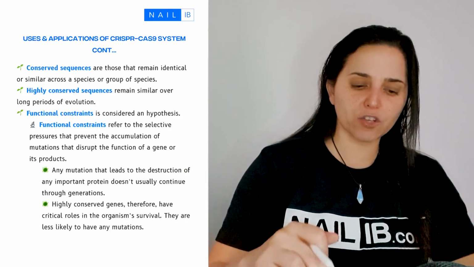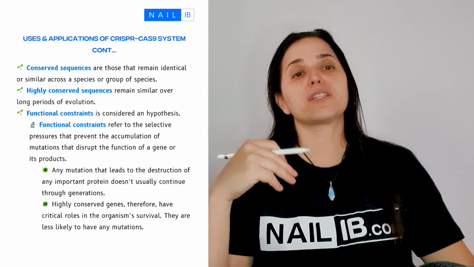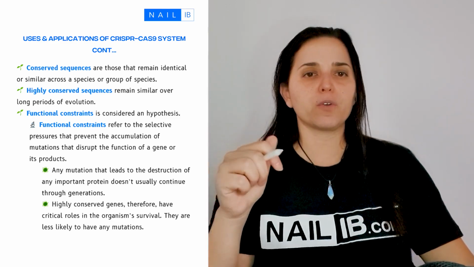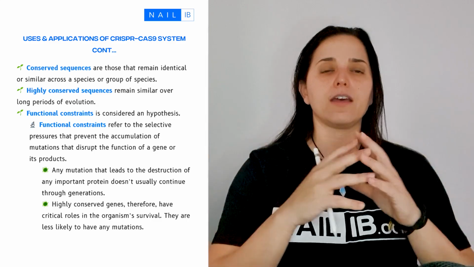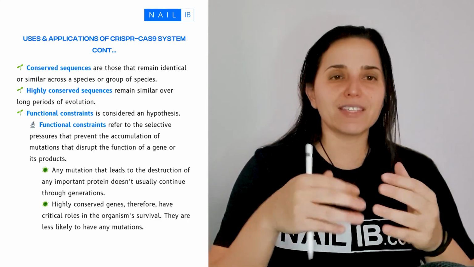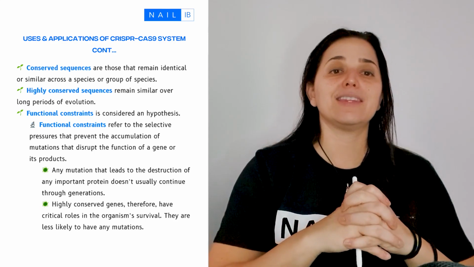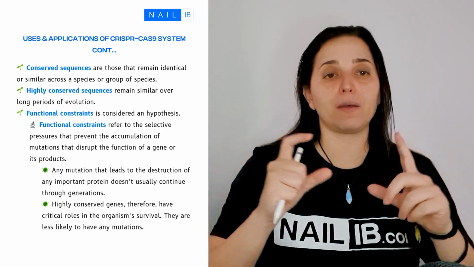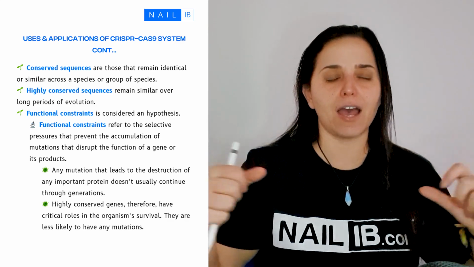Now, one last thing we've got to talk about is sequences of DNA that have been conserved over a long period. Whenever we say conserved sequence, it's just a sequence of DNA strands that hasn't much changed in a group or species. When you say highly conserved, they have similar sequences that haven't changed in the entire evolution. That means in a very, very long period of time.